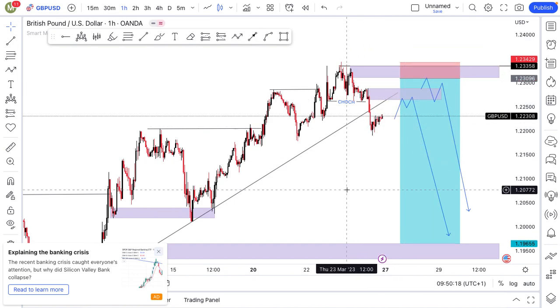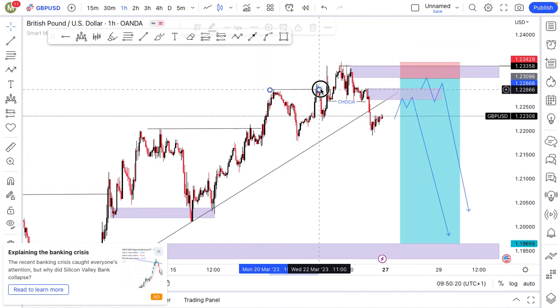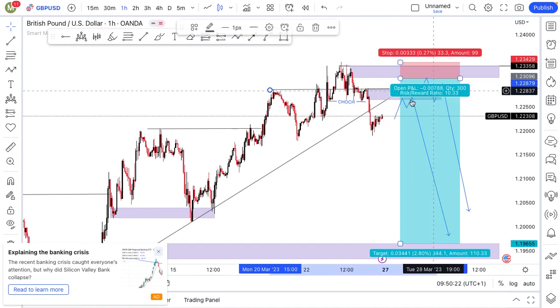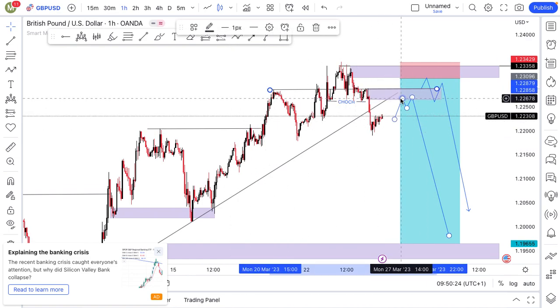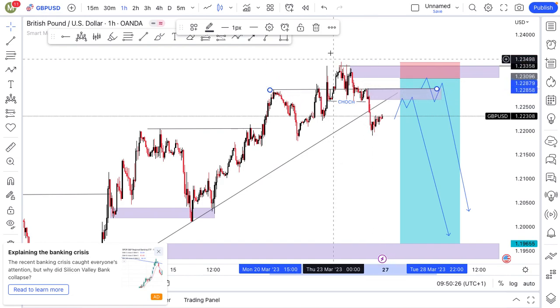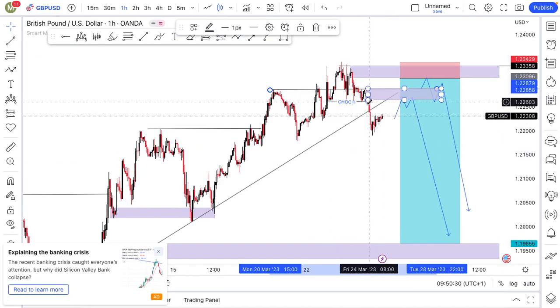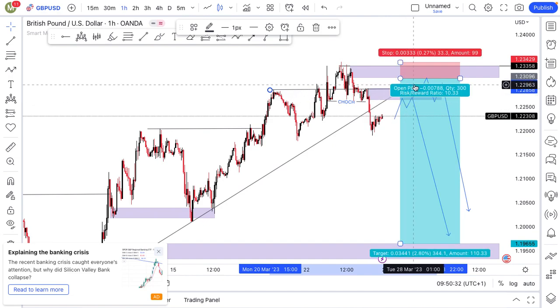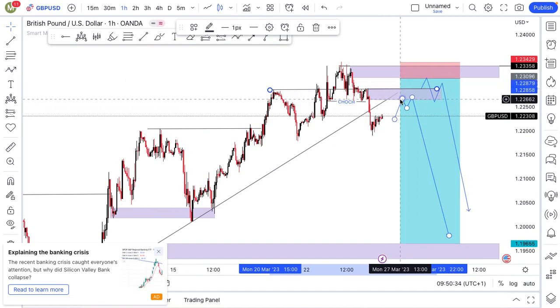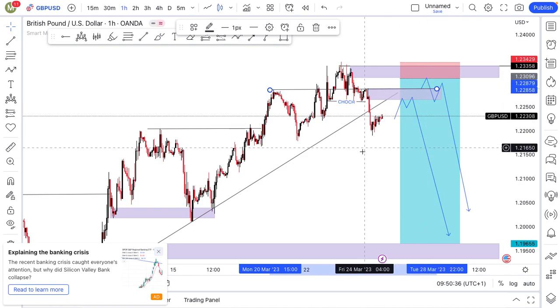But looking at this level, we can see that we have a shoulder here, so we have the left shoulder and the right shoulder here. So you need to be careful when trying to add your entries here. Price might react from here and it might also react from here. So you should have some risk here and some risk here too.